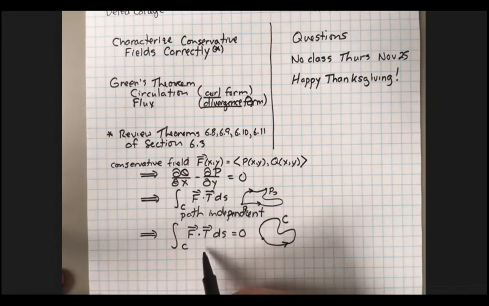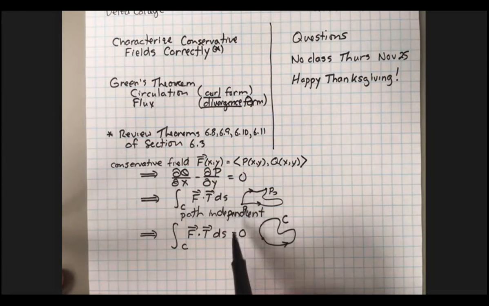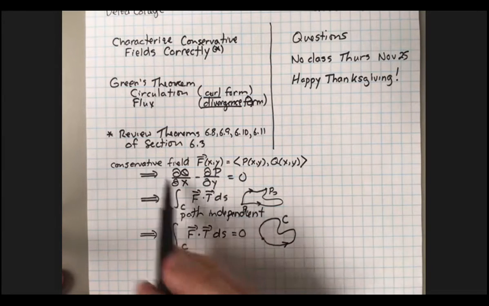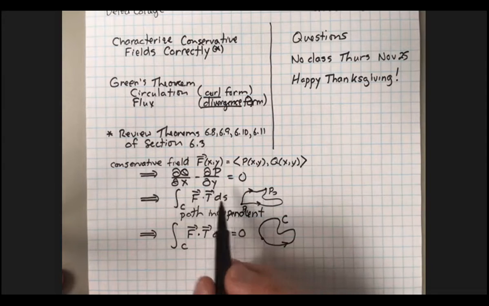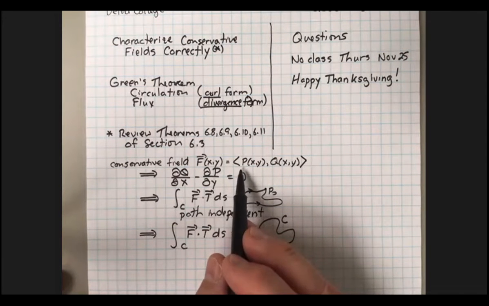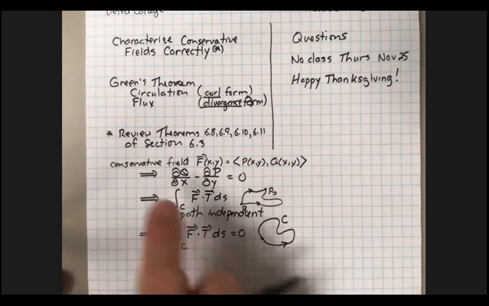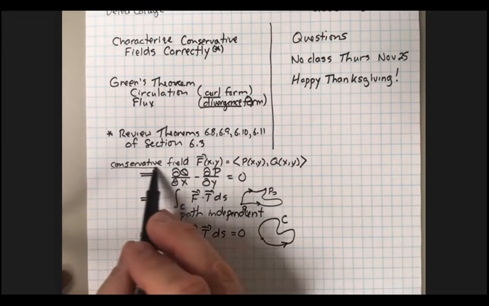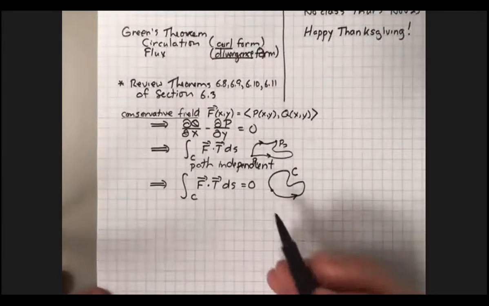These three things are consequences of a conservative field. Alone, they're not enough to demonstrate the field's conservative unless this field is defined over an open, simply connected region. But the moment someone hands me a conservative field, I have these three things guaranteed.